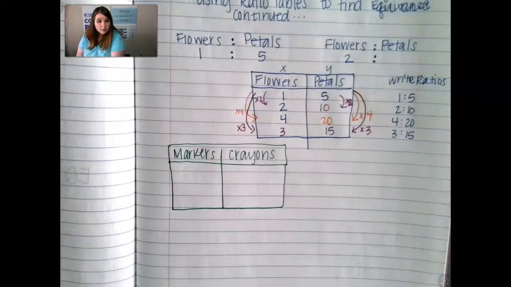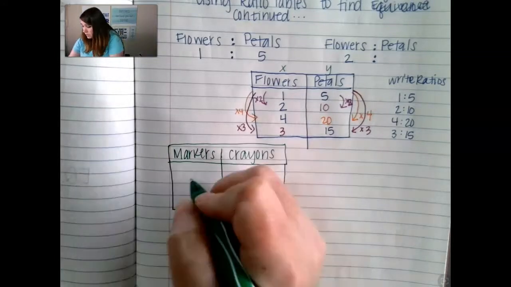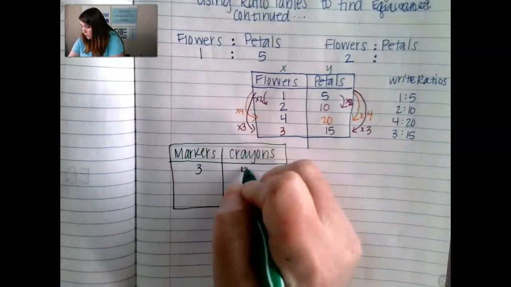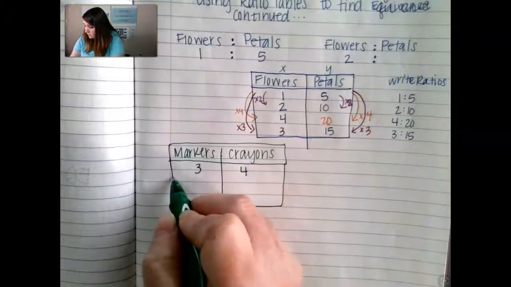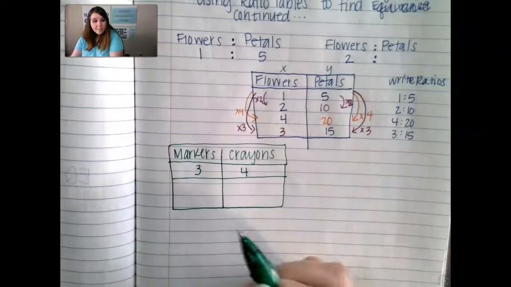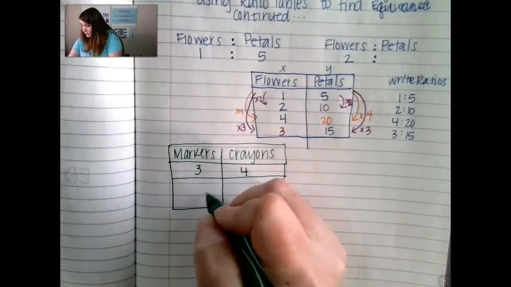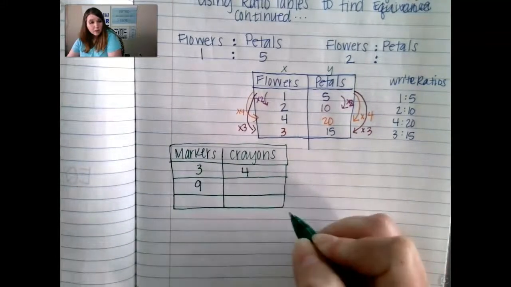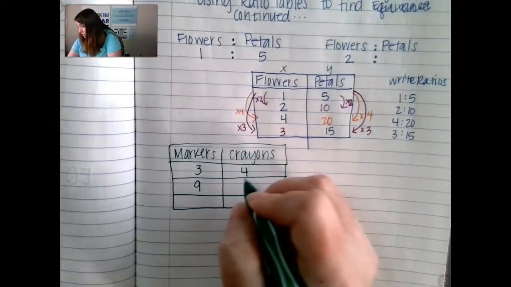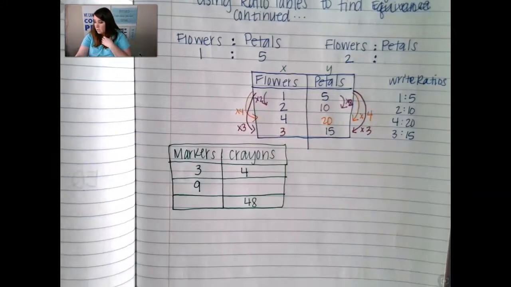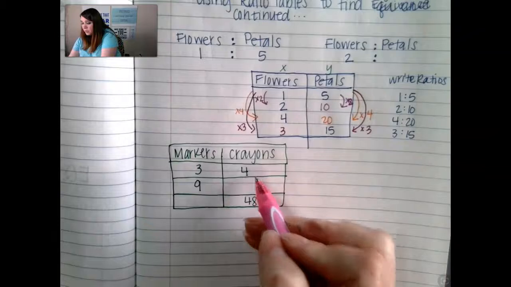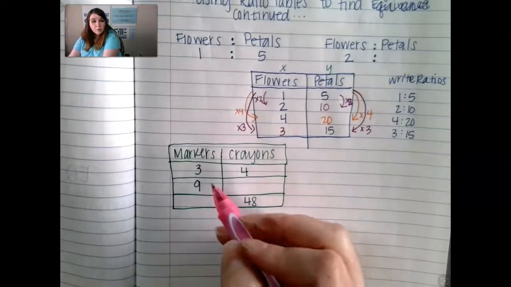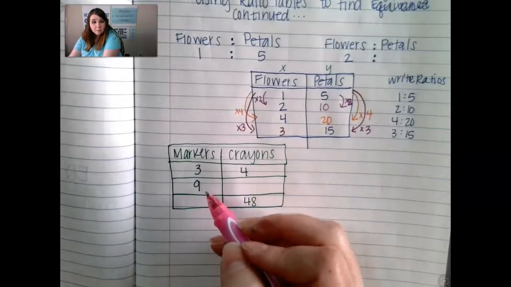Okay, so markers. Let's say that I have 3 markers to 4 crayons. That's my first one. And the next one I have 9 markers. And then in the last box I have 48 crayons. So I want to compare markers to crayons. When I have 3 markers, I have 4 crayons. So let's see how many crayons we have when we have 9 markers.